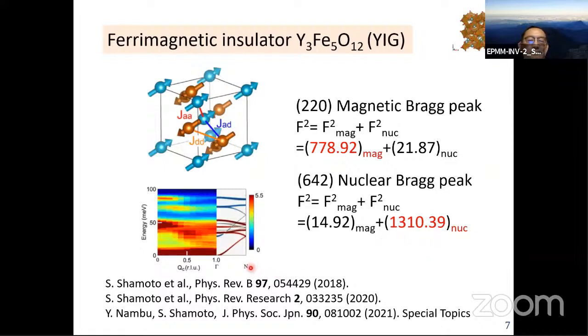By the way, we have studied yttrium iron garnet. During this study, we first succeeded to measure the full spectrum of spin waves of YIG. We reported it in this paper.